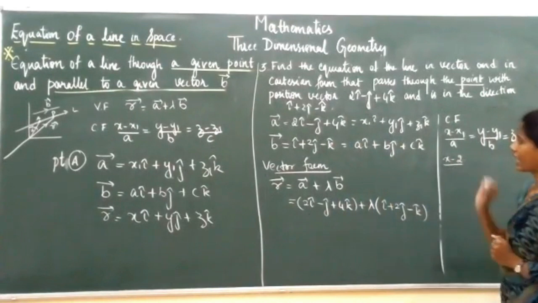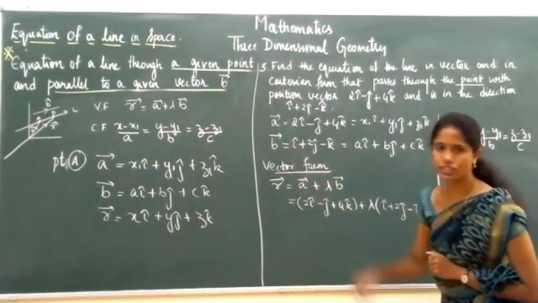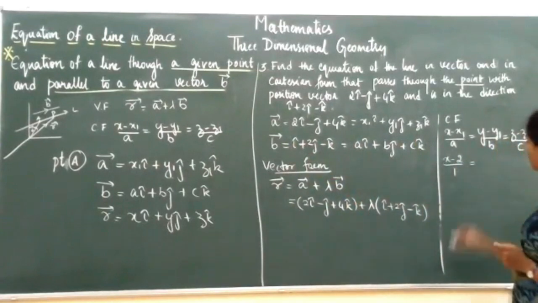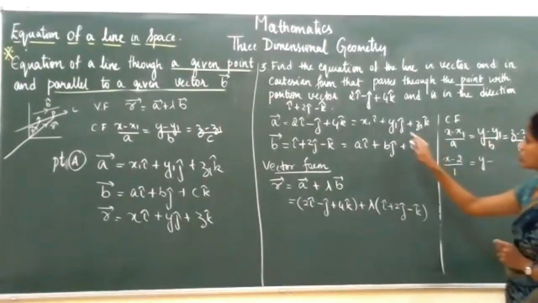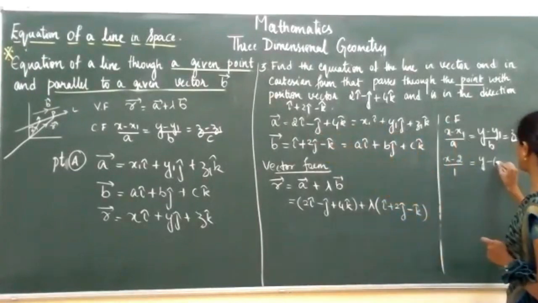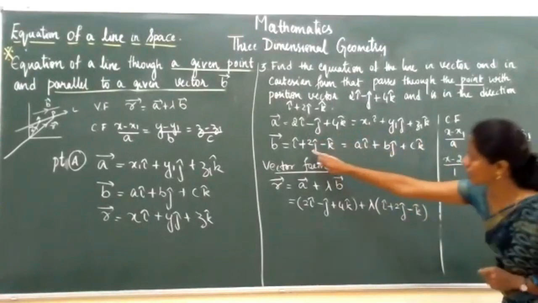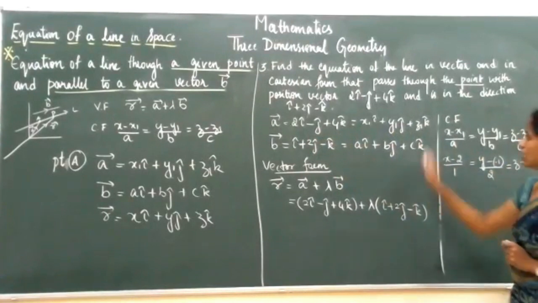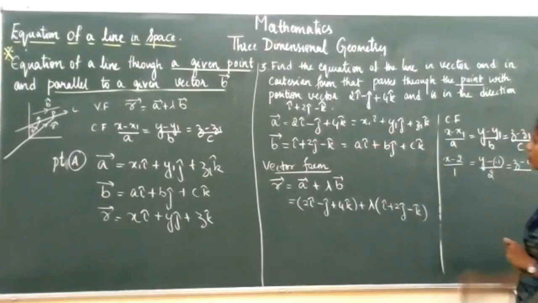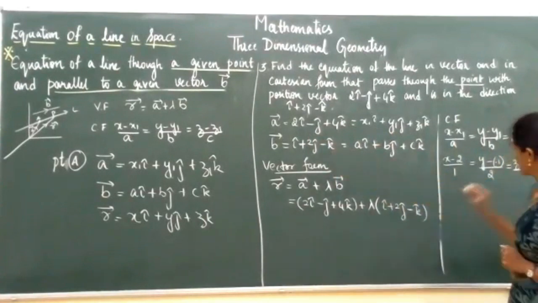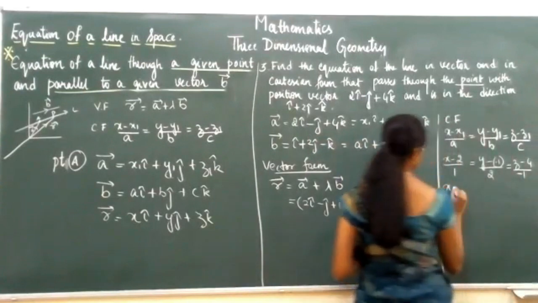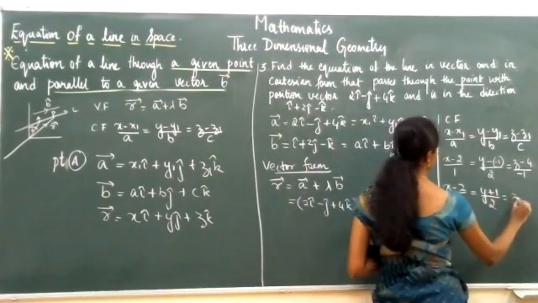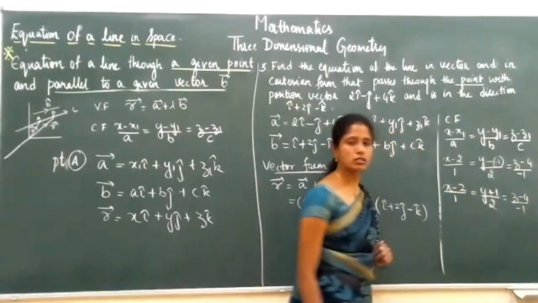x1 is 2. And the value of a is what? The coefficient of i cap in the vector b. It is 1, which is equal to y minus y1 by b. Means y minus, what is the y1 value? It is minus 1. So y minus of minus 1 divided by b. b is given by 2, which is equal to z minus z1, z1 value is 4, divided by c. c is given by minus 1. Therefore, simplifying this, this is x minus 2 by 1, which is equal to y plus 1 by 2, which is equal to z minus 4 by minus 1.